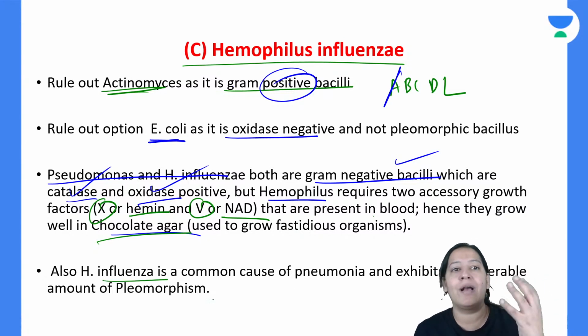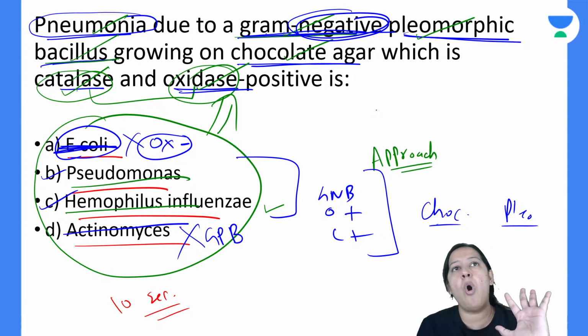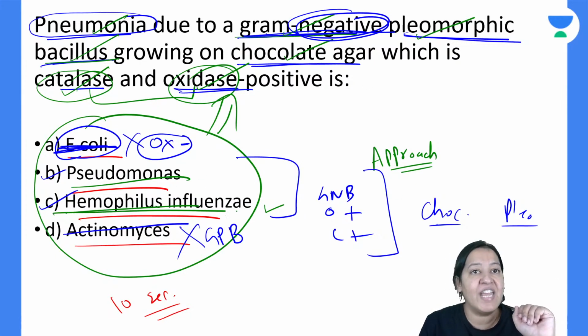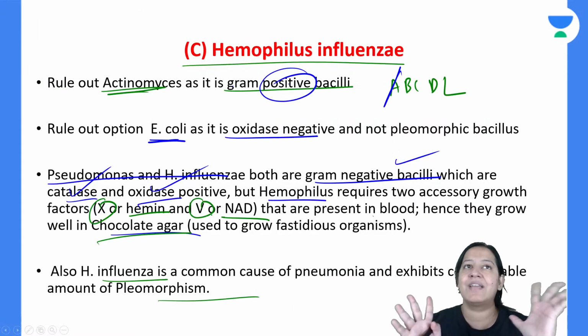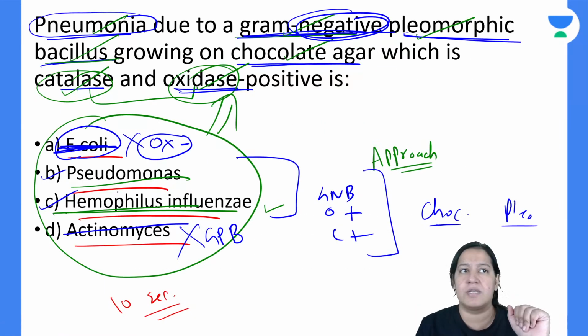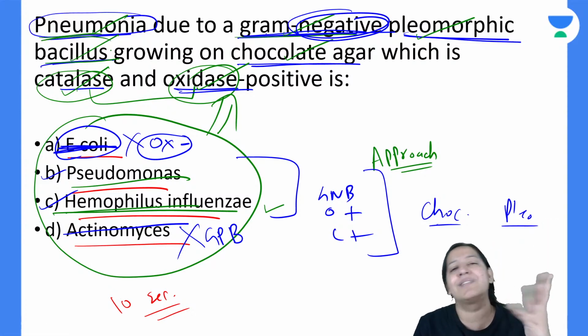Number two, H. influenzae also shows considerable pleomorphism, and Pseudomonas does not show pleomorphism. So all five properties fit H. influenzae. That is how you should approach this question. That is why the correct answer here is H. influenzae and not the others. Pneumonia, mostly all of them can cause pneumonia, so I did not take pneumonia into consideration.